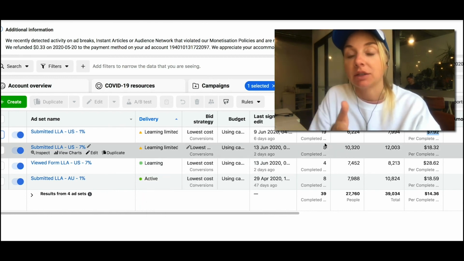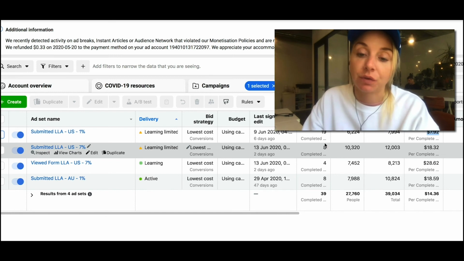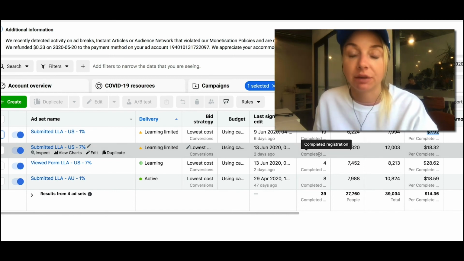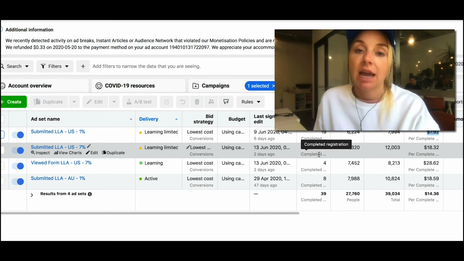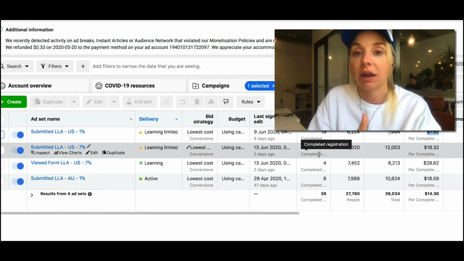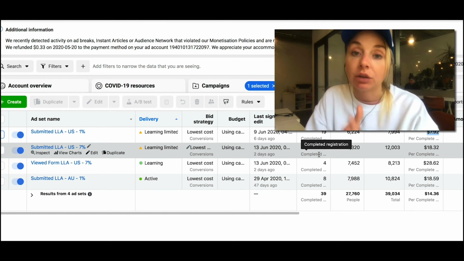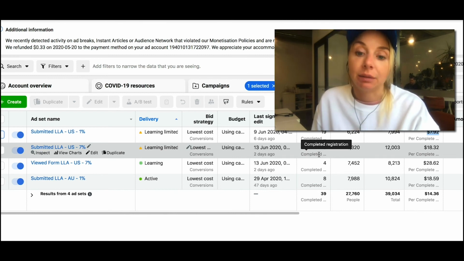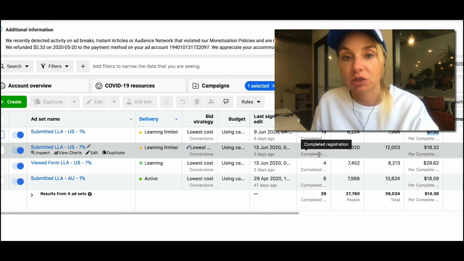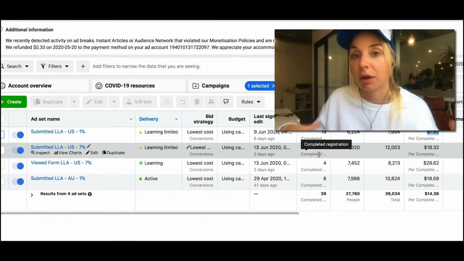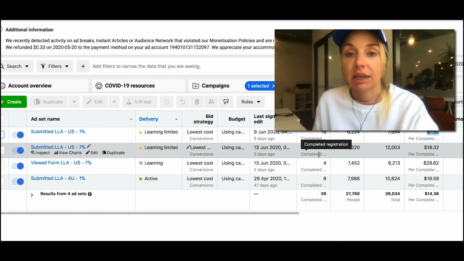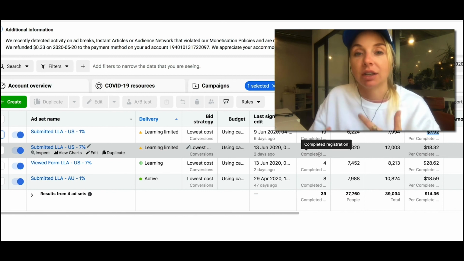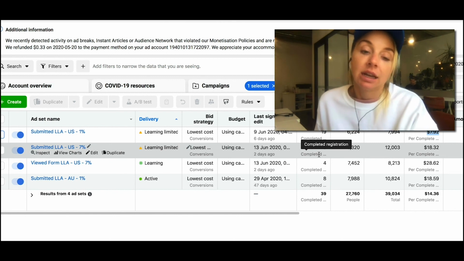And finally, the last thing Facebook recommends in order to get out of learning limited is to optimize for an event earlier on in your funnel. So for example, here we're optimizing for completed registrations. And let's say that the event before that was people viewing the landing page. We could optimize for people viewing the landing page instead of completed registrations, and that would give Facebook a lot more data to get that juicy traction and exit the learning phase.